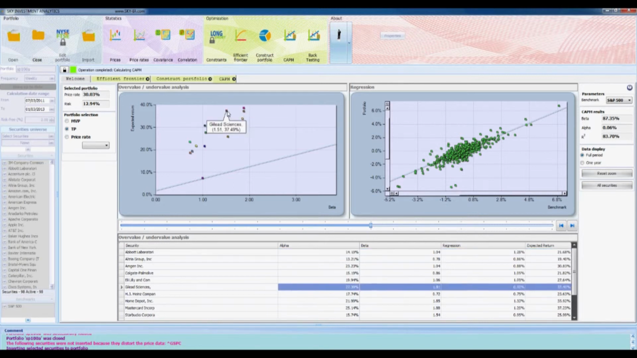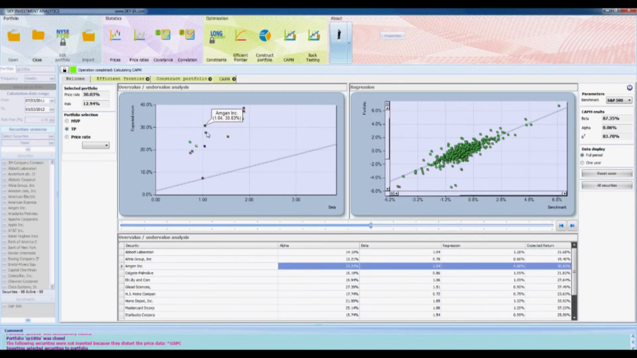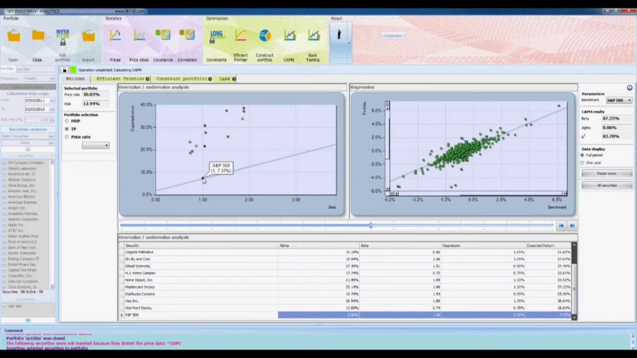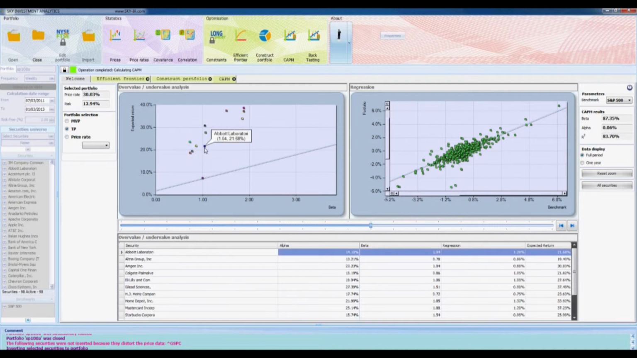Here we see the securities that participated in the optimal portfolio, and they are all undervalued. The line here, where the beta for the S&P 500 is 1, separates the plane between the overvalued and undervalued securities, and these securities are undervalued and we actually want to buy them because they're undervalued. More on this in a later tutorial.